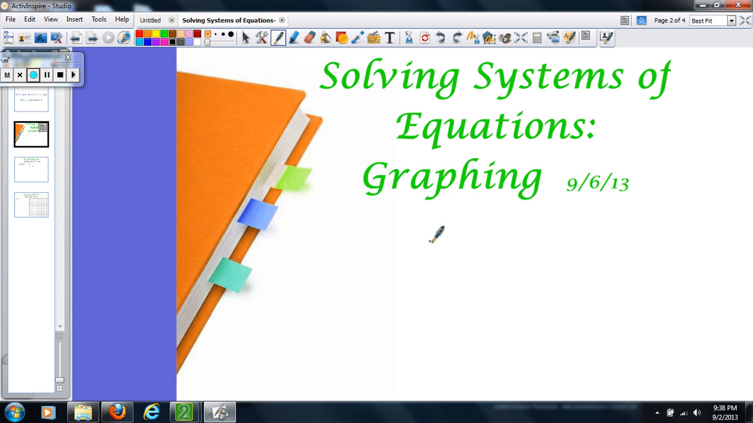So today we're moving on to solving systems of equations. Basically, a system of equations is where you're going to have two linear equations. Each one is going to have two variables, x and y. And we're going to be solving these, and we're going to start solving these ones by using graphing.